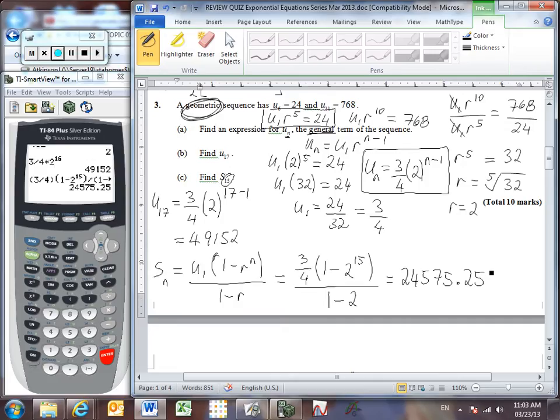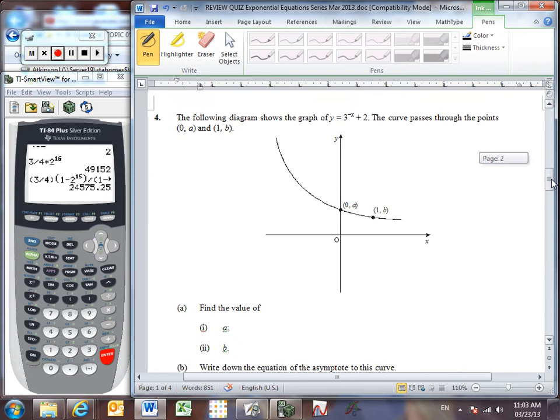And I get 24,575.25. And I think that you would have the option of rounding to 24,600, which is 3 significant figures. But the question doesn't require it, and that's just wasting time. If you've already got a nice exact value, why continue? Okay? Alright, number 4.